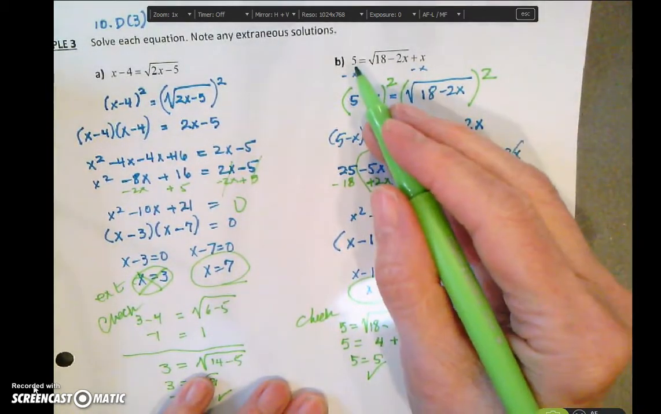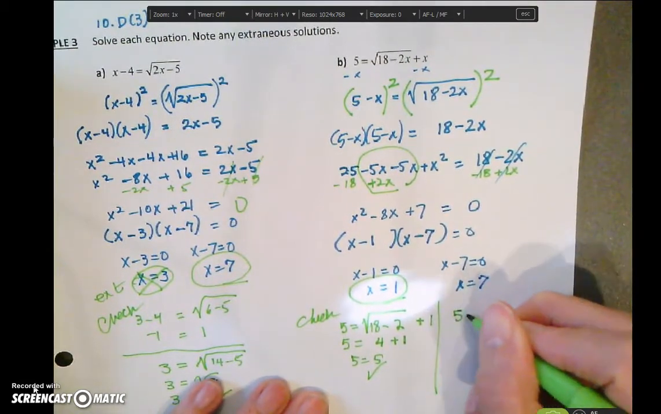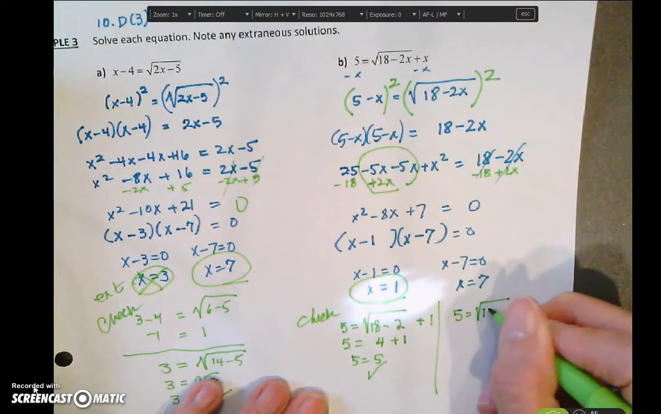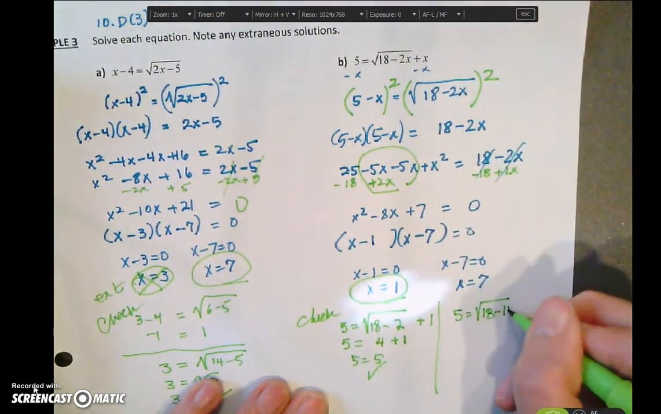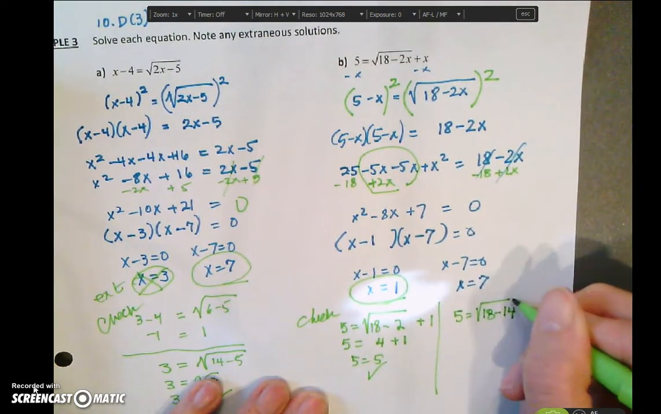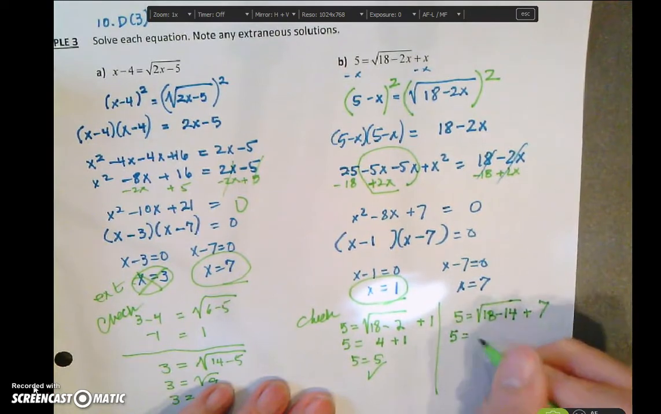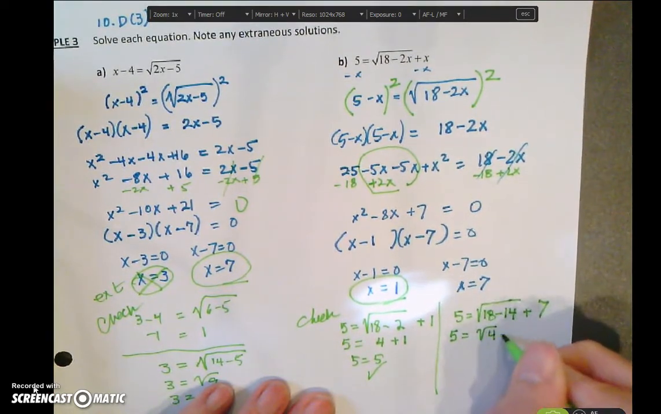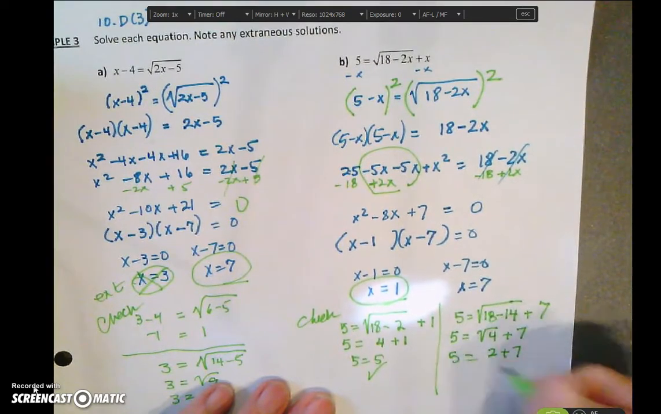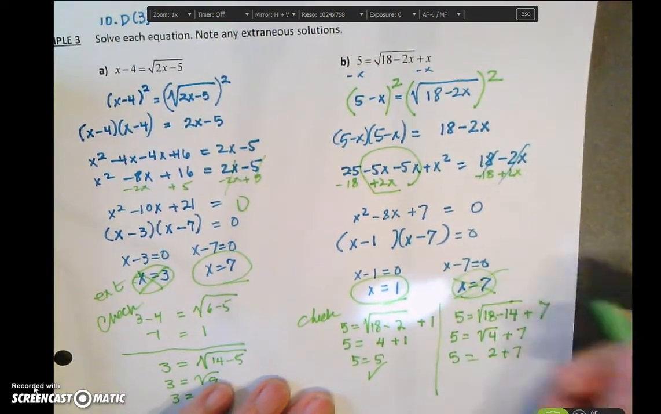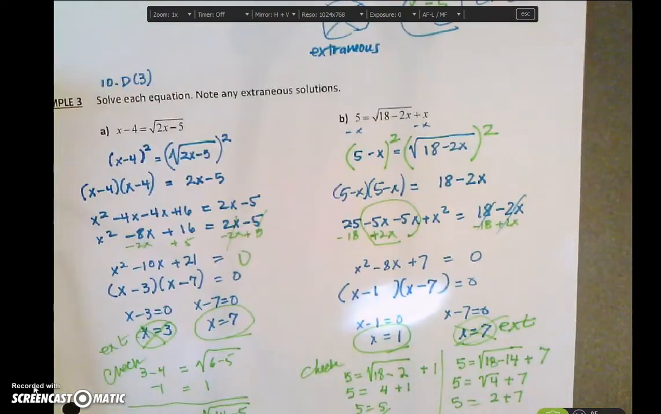And then do the same thing with the 7. I'm going to put it into the original. So I get 5 is equal to the square root of 18 minus 2 times 7, which is 14, plus 7. So 5 is equal to the square root of 4 plus 7, so that's 2 plus 7. And that does not work. So this is extraneous. So that's it.